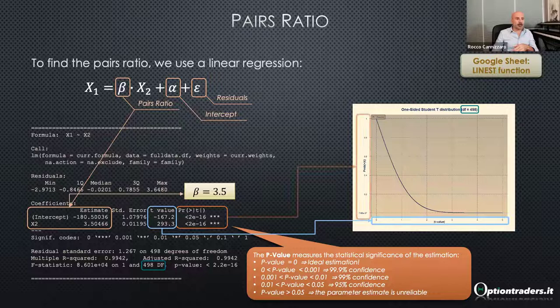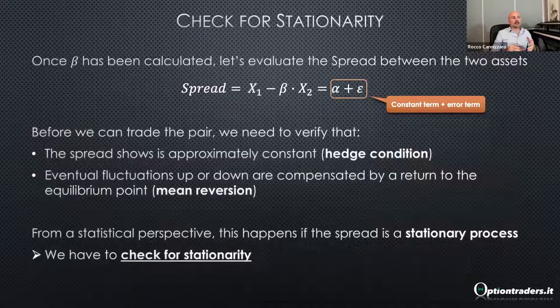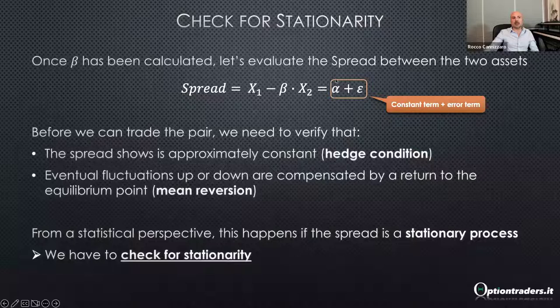All right, so now, fine, we found the value of beta, right? And we know that there's a certain ratio between these two. And now we're going to look at what is the spread. The spread is basically the first asset minus beta times the second asset. And the leftover is going to be our intercept, so our mean value, plus a certain error that we call epsilon. And so ideally, we want to check that this piece right here oscillates up and down around a certain average, and the average would be this alpha value.